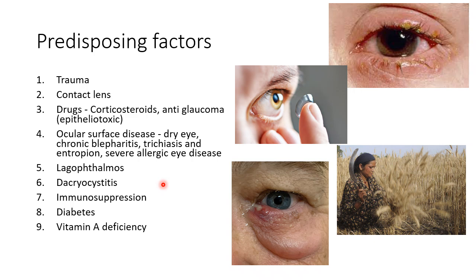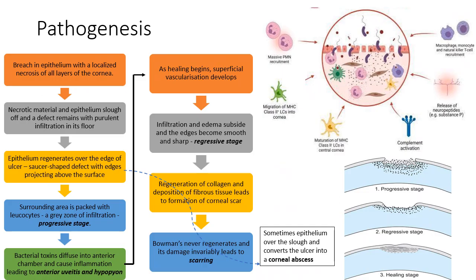Trichiasis, entropion, I hope you understand the meaning of these terms. Severe allergic eye disease. Lagophthalmos is inadequate closure of the eye because of Bell's palsy. Dacryocystitis, as you can see in this picture, is inflammation of the lacrimal sac which lies here. It's a constant source of infection to the surrounding tissues. Immunosuppression, diabetes, and vitamin A deficiency.